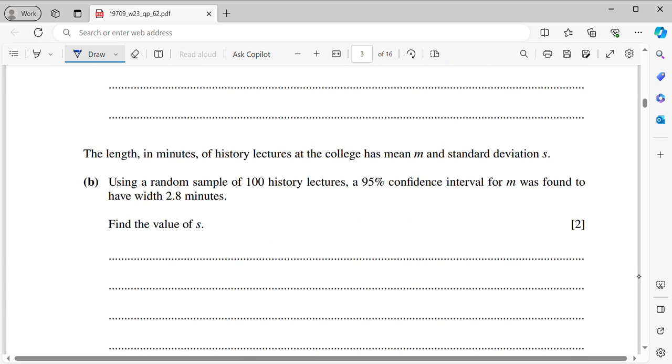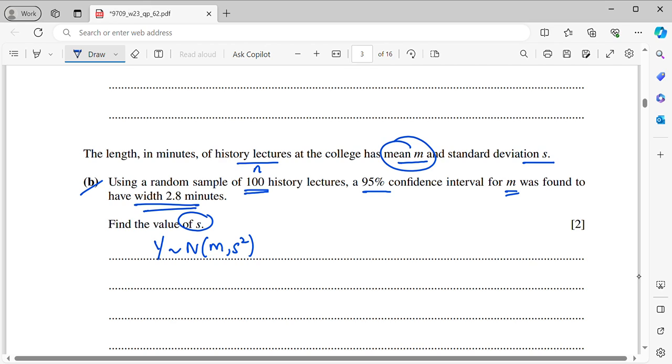Okay, now the length in minutes of history lectures has mean m and standard deviation s. B: using a random sample of 100 history lectures, so this is the n, a 95% confidence interval for m, so this m is the mean, which is the mu just now, was found to have a width of 2.8 minutes. Find the value of s. So from here, I will write that your Y is normally distributed, with mean m and variance s squared. Then the n is 100, so this is going to be over 100.